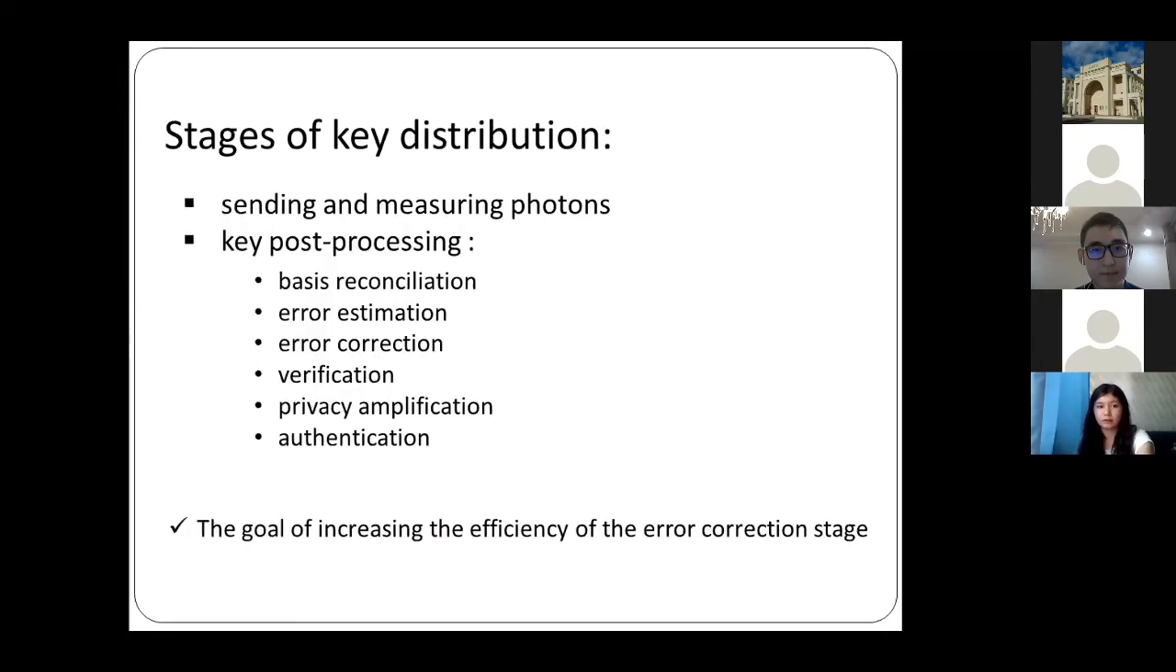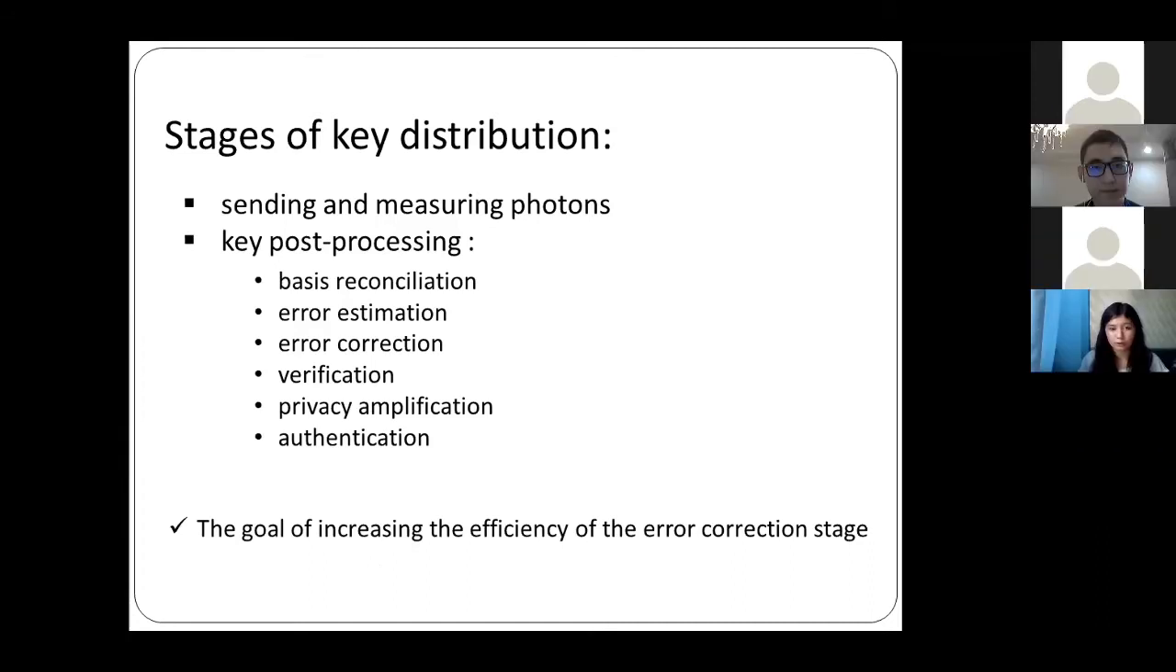In a quantum protocol, there are several stages of key distribution. First, sending and measuring photons. Alice sends quantum states to Bob. The eavesdropper can perform any action with them, for example, measure the states, separate them by a beam splitter, and so on, before Bob gets these states. At the end of this step, Alice and Bob get a raw key, which includes errors and is correlated with how much information the eavesdropper was able to obtain.